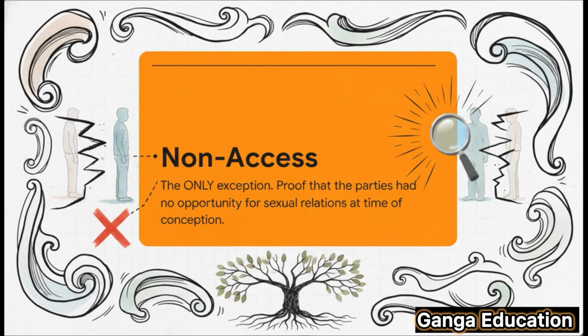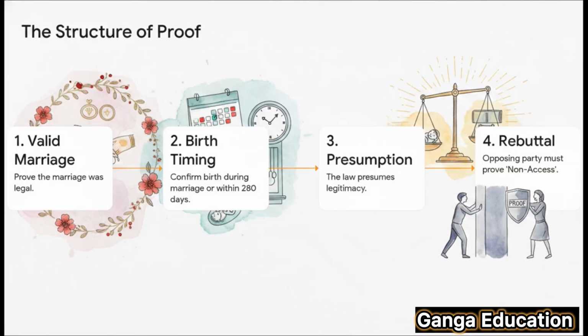And our third key term is non-access. You have to pay close attention here because this is the only exception to this very strict rule. Non-access isn't just about saying they didn't have a relationship. It means you have to prove that the husband and wife had absolutely zero opportunity for any physical intimacy around the time of conception. So, how does a court actually use this section? Well, it follows a very clear logical path. Step 1. Establish a valid marriage. Step 2.